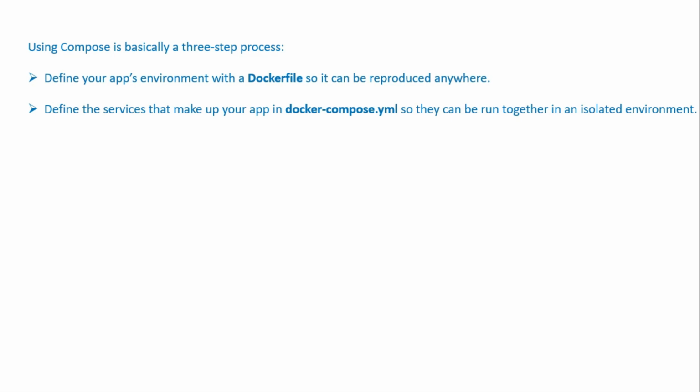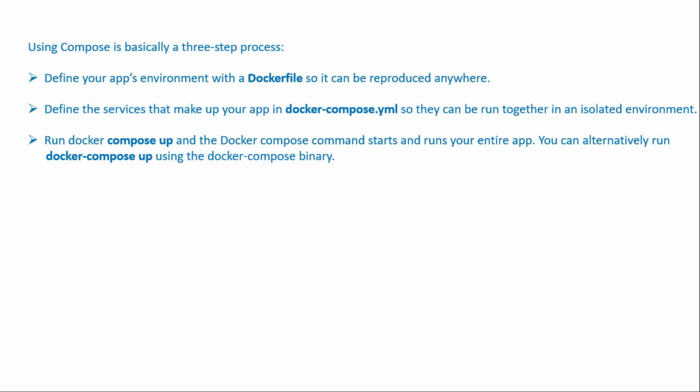If you create the .yml file and write the code in this Docker Compose file, it will find that file and run and execute it according to the code, so they can be run together in an isolated environment. Run docker compose up, and the Docker Compose command starts and runs your entire app. You can alternatively run docker-compose up using the Docker Compose binary.